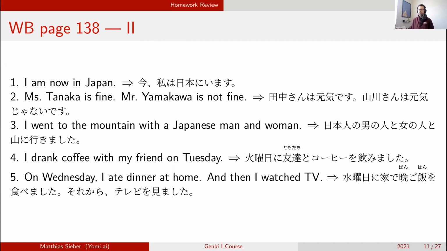I wouldn't actually use genki, but since it's in the vocabulary, in the kanji section here, and we don't really know how to write daijobu, right? Genki as meaning healthy can be used. So, Tanaka-san wa genki desu. Yamakawa-san wa genki janai desu, right?